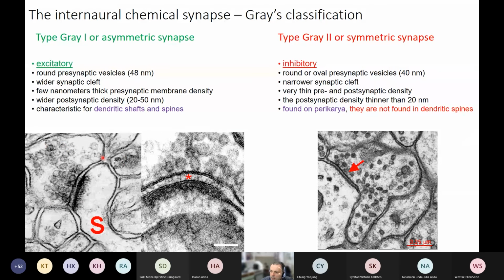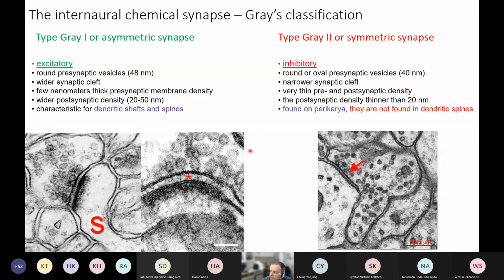If you look at the picture down there, you see that we have round synaptic vesicles here. Their diameter is around 48 nanometers. And here you can recognize easily the synaptic cleft. It's relatively wide. You also see that the presynaptic membrane density and the postsynaptic membrane density are of different thickness. This is why we call it asymmetric synapse, by the way. And the postsynaptic membrane density is definitely thicker.